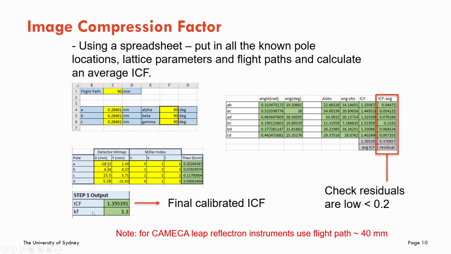And then you go through and enter the XY positions on the detector that the poles are at, and then the Miller index of those directions. And here, when you're entering the Miller index, it's also important to use, how's the best way to describe this, the highest index planes along that direction.